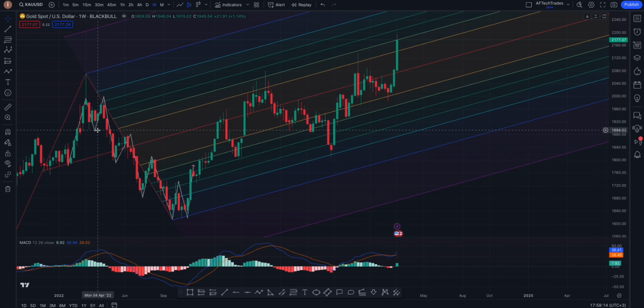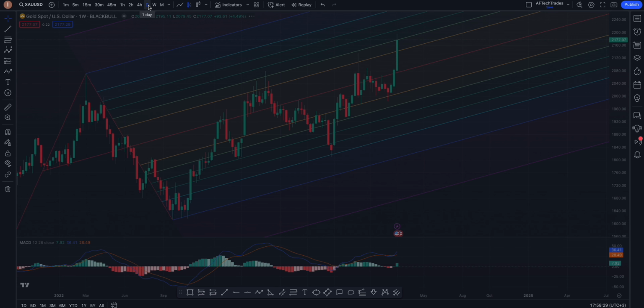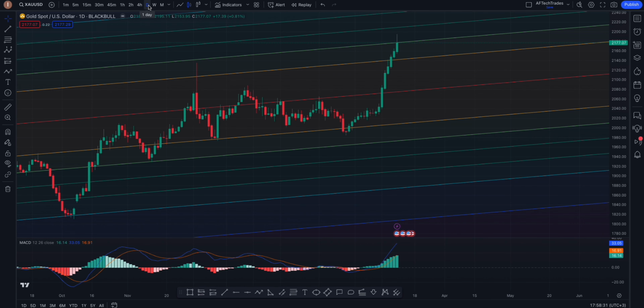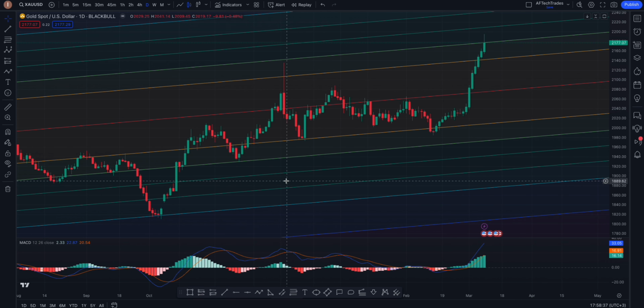So I'm taking this out to make my chart look clean. Now we are back to the Andrews Pitchfork. Now I will go to my daily time frame. Remember, I enabled this to be shown on every time frame. Now let's see what happened here, how to apply the Pitchfork.